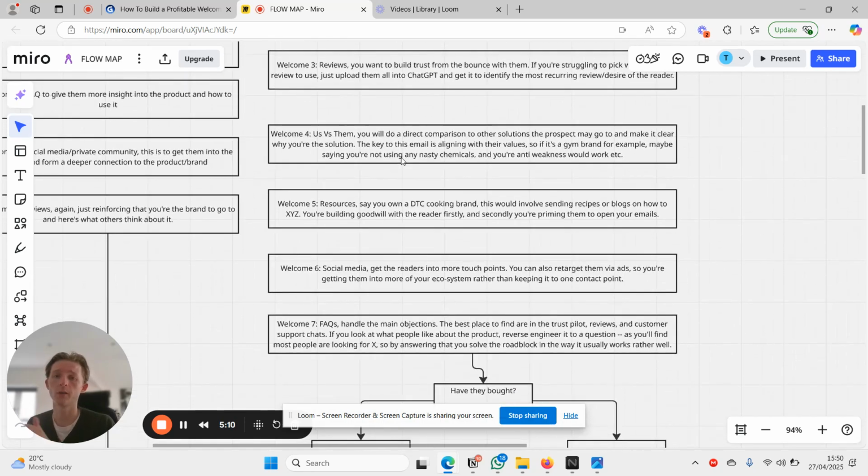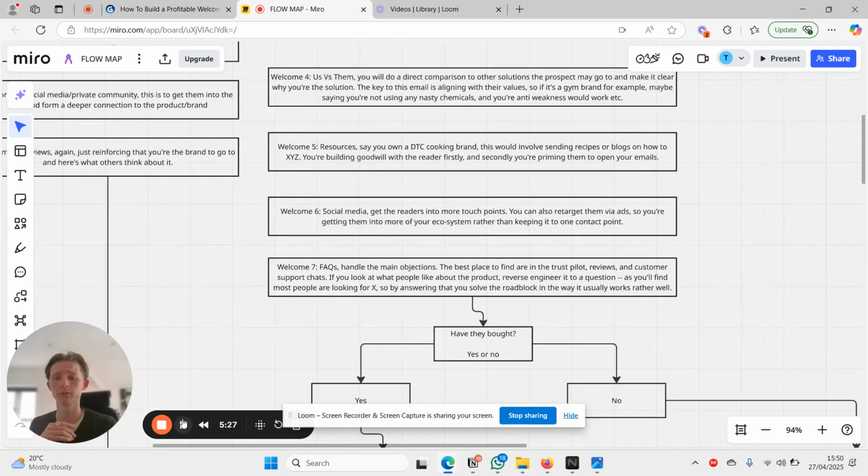After that, you'll send Welcome 4, which is the us versus them. So you'll be in a direct comparison with your competition, and this is a really good way to basically just handle any objections that someone may have.